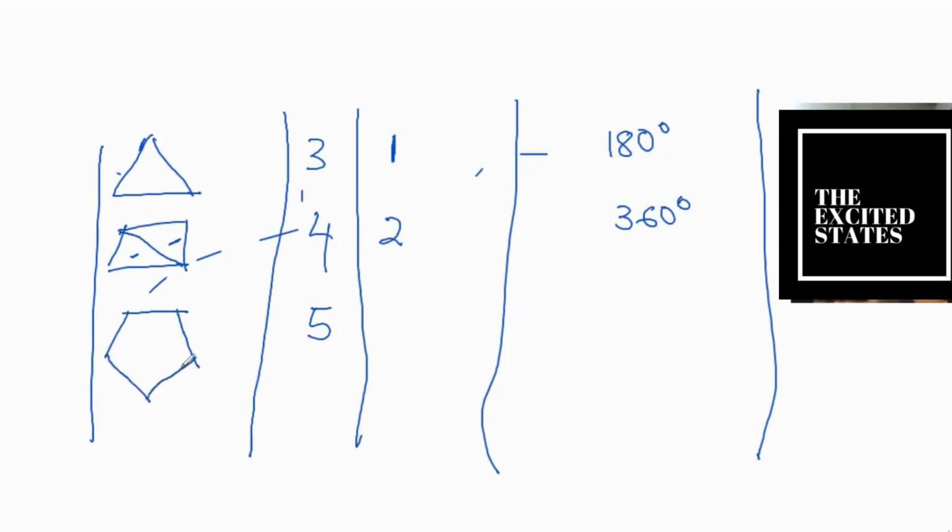This is a pentagon. I made it in a reverse order. That is okay. It has five angles. Now, how many triangles can I get? 1, 2, and 3. So the diagonal triangles are 3. So what should be the sum? It should be 180 into 3. That is 540. That is why the sum of angles of a pentagon is 540 degrees.